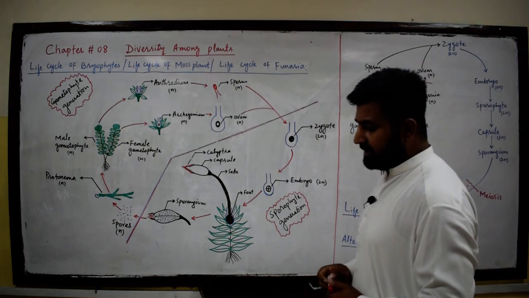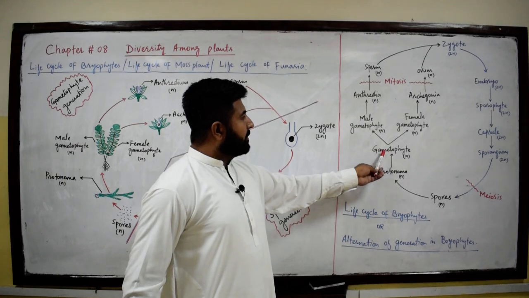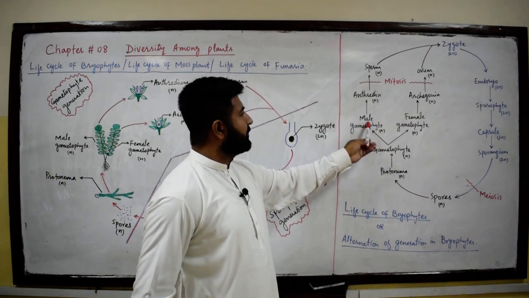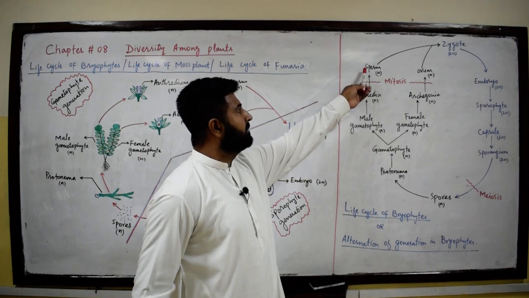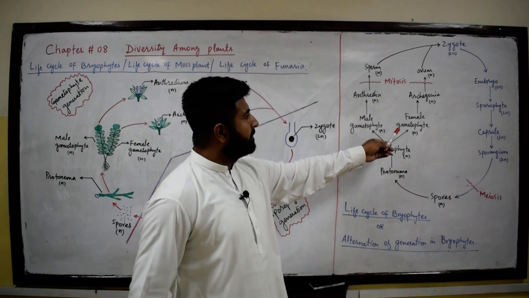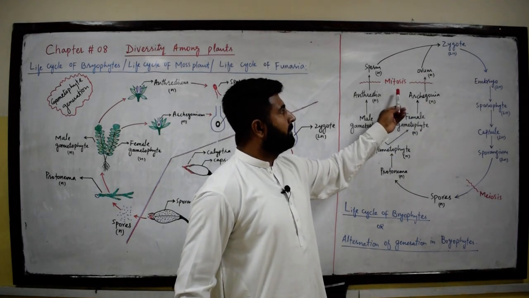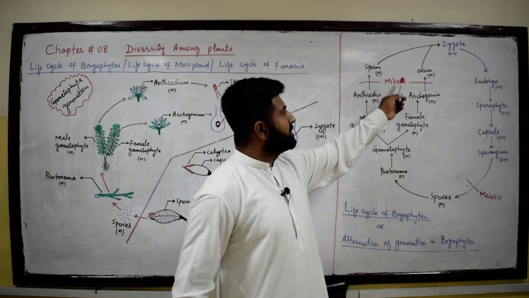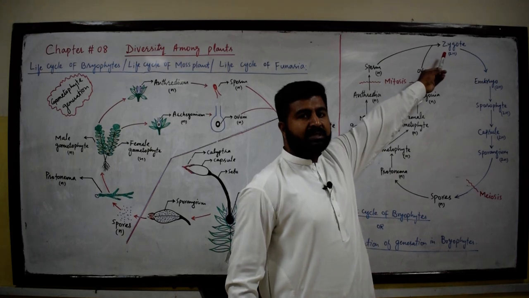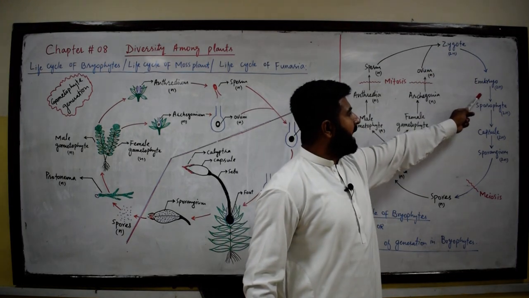Here you can see the gametophyte produces male gametophyte and female gametophyte. Male gametophyte produces antheridium. Antheridium produces sperm upon mitosis. Female gametophyte produces archegonia. Archegonia produces ovum upon mitosis. When the sperm fuses with the ovum in the presence of water, it produces zygote, which is the first cell of the sporophyte generation. The zygote produces embryo.